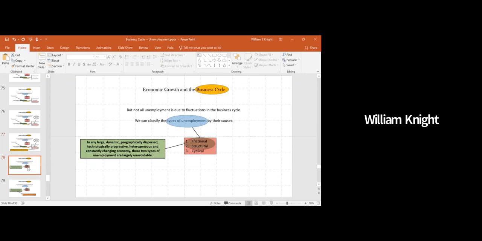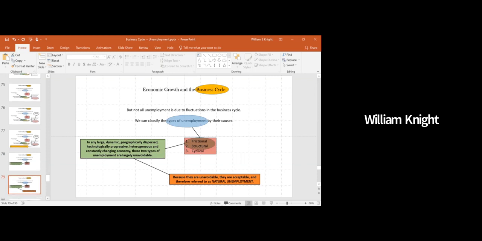Now, in any large, dynamic, geographically dispersed, technologically progressive, heterogeneous, and constantly changing economy, these two types of unemployment, frictional and structural, are largely unavoidable. Because they are unavoidable, they are acceptable. And we will call them natural unemployment. It's just natural that they exist. Natural unemployment. And currently, the natural unemployment rate is somewhere between 4 and 5% of the workforce.